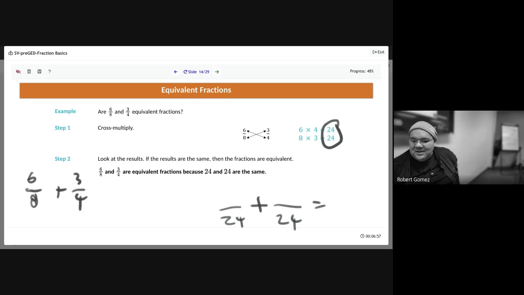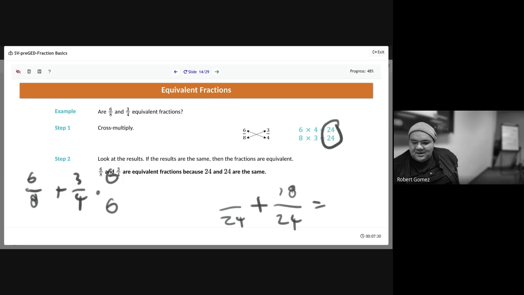But to get that, what did I have to multiply? 4 times what is 24? You can check your multiplication chart, that's okay. 6. So I'm going to put 6 on the bottom and 6 on the top. So I know that 4 times 6 is 24. That's going to give me this one. 3 times 6 is, what is that? 3 times 6 is 18. Okay, that's going to be my numerator. So I finished this side.